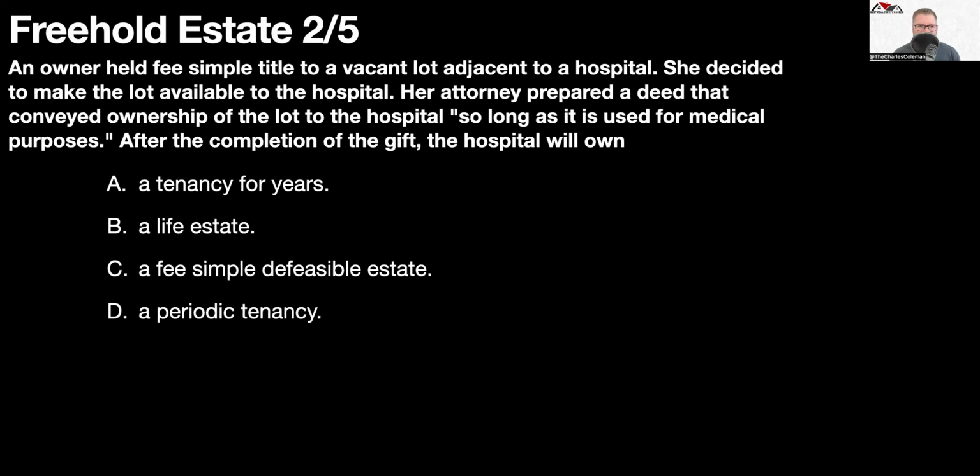Question number 2: an owner held fee simple title to a vacant lot adjacent to a hospital. She decided to make the lot available to the hospital. Her attorney prepared a deed that conveyed ownership of the lot to the hospital so long as it is used for medical purposes. After the completion of this gift, the hospital will own a fee simple defeasible estate.